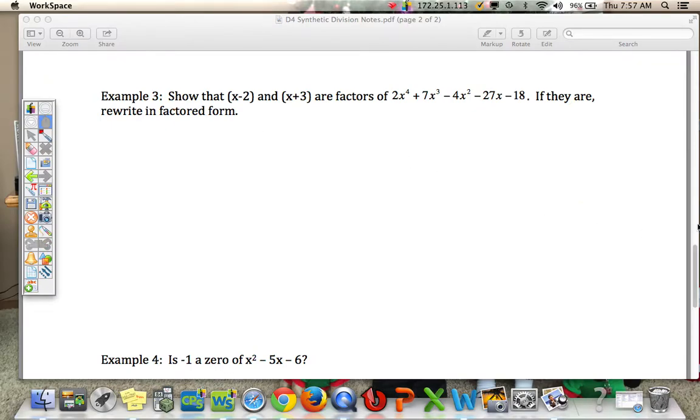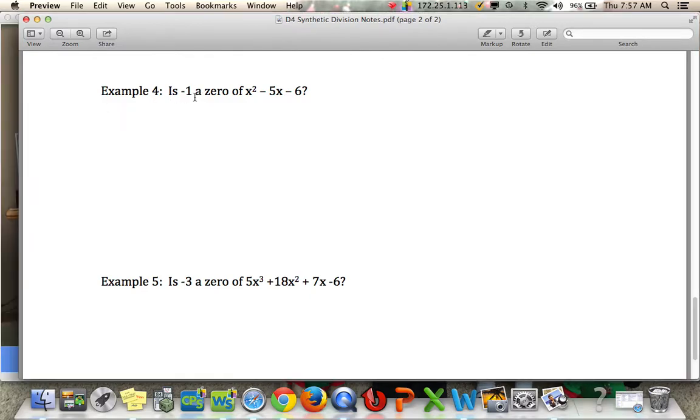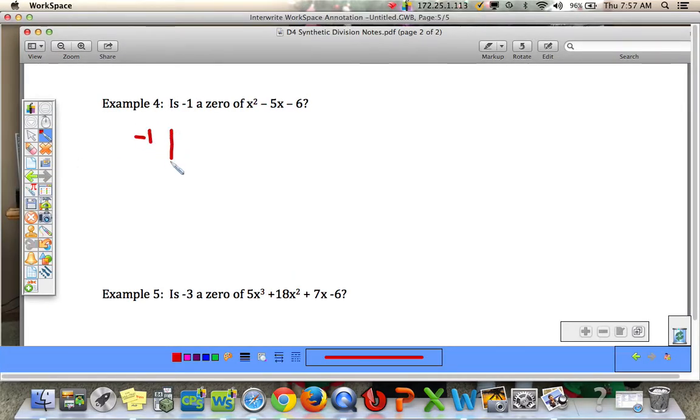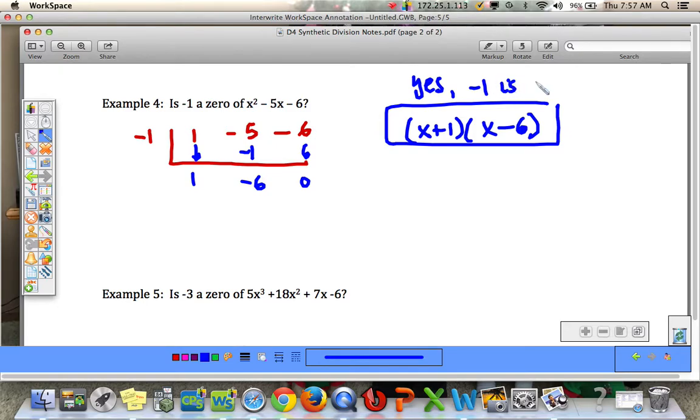Let's try a few more examples here. Is negative 1 a 0 of x squared minus 5x minus 6? So already we have the 0, so we're going to put that on the outside. We have our coefficients 1, negative 5, negative 6. Carry down the 1, multiply, we get negative 1. This will be negative 6, this will be 6. Yes, it is a factor. We would say yes, we could write it in factored form. X plus 1 is the factor, and this would be times x minus 6. If you were to multiply those together, you would get x squared minus 5x minus 6. So we say yes, negative 1 is a 0, I should say. And then here are the factors.